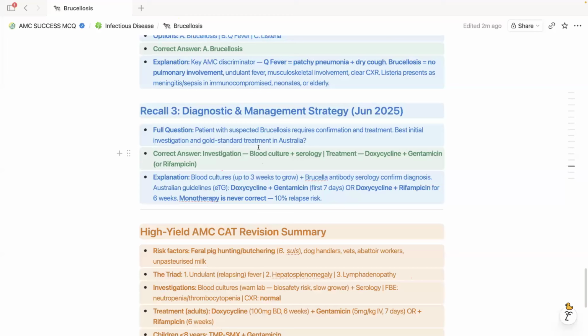A patient with suspected brucellosis requires confirmation and treatment: best initial investigation and gold standard treatment. So there are two questions they are asking, both. The answer for investigation is initial blood culture with serology. The treatment is doxycycline and rifampicin dual therapy.